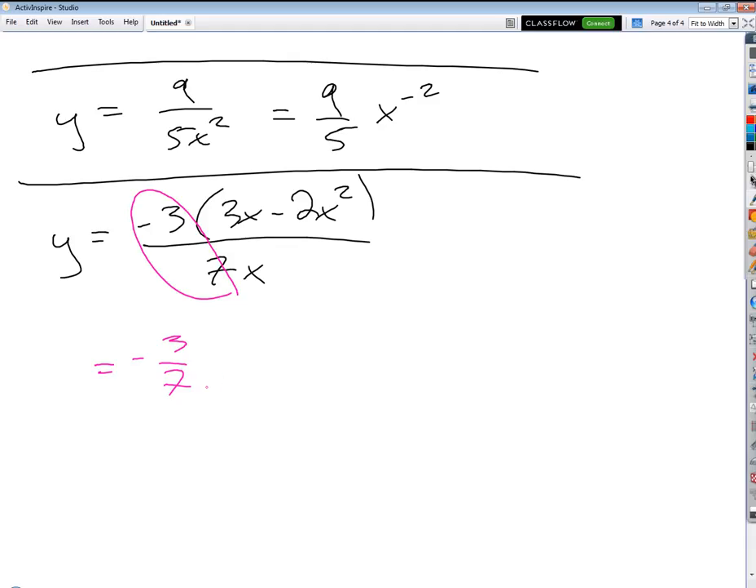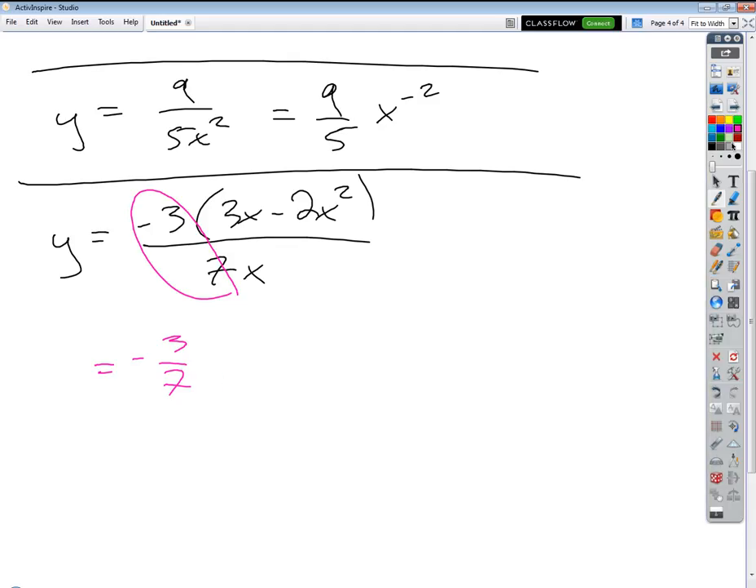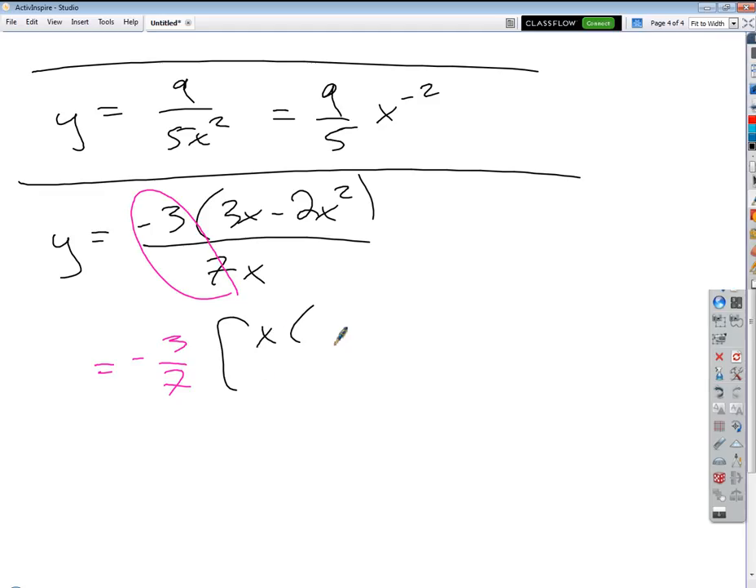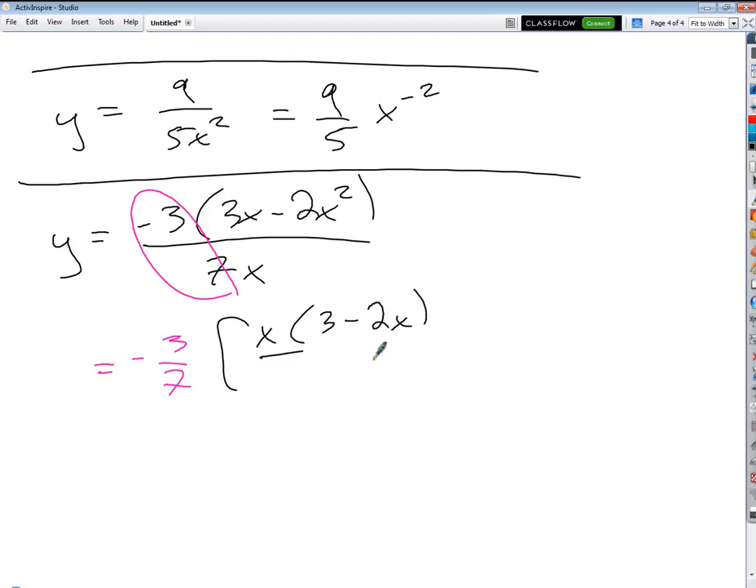Now the suggestion here was a good one: we factor an x out of the top, leaving us with what? 3 minus 2x. That's good. So we end up with negative 3/7 times that over x, and the x's cancel.